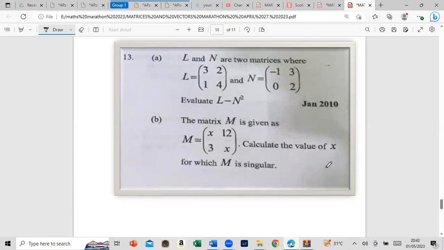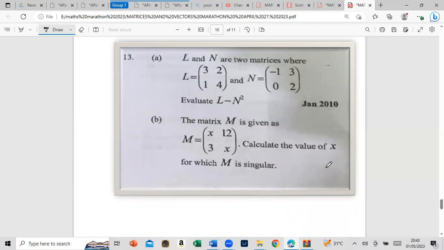All right, try this one, guys. L and N are two matrices where L equals 3214 and N equals -1302. Evaluate L minus N squared. And then they say the matrix M is given as M equals x12 3. Calculate the value of x for which M is singular. So go ahead and try those.